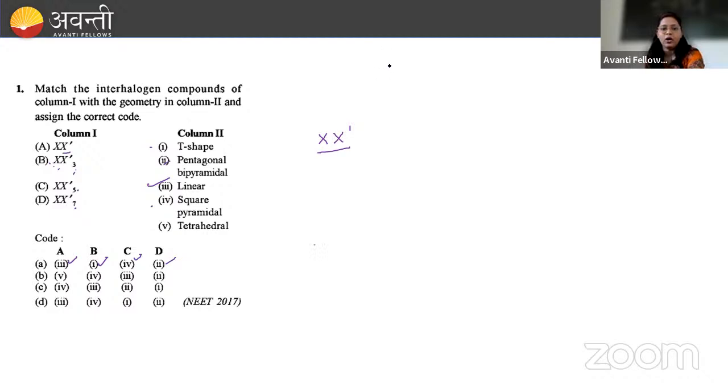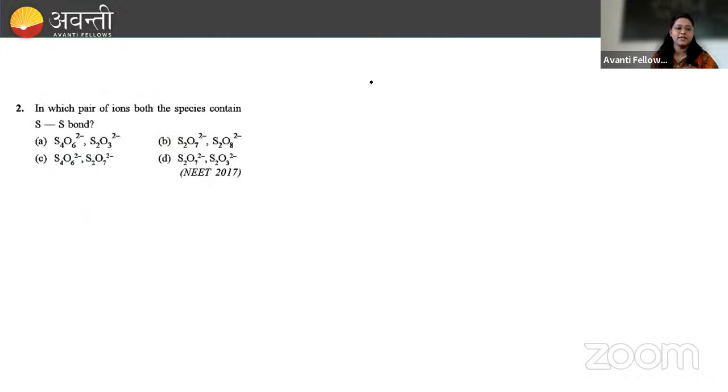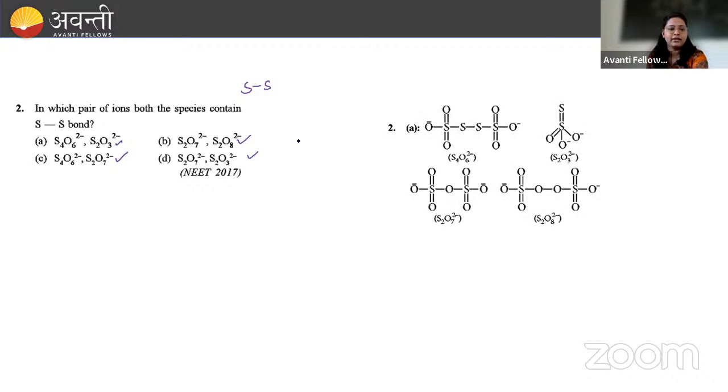Okay, next problem. In which pair of ions do both the species contain an SS bond? Here we need to find out in which species the SS bond is present, A, B, C, D. There are 2 species in each option and we need to see in which option the SS bond is present. See here the structure of S4O6 2 minus. Does it contain an SS bond? Yes, it contains the SS bond.